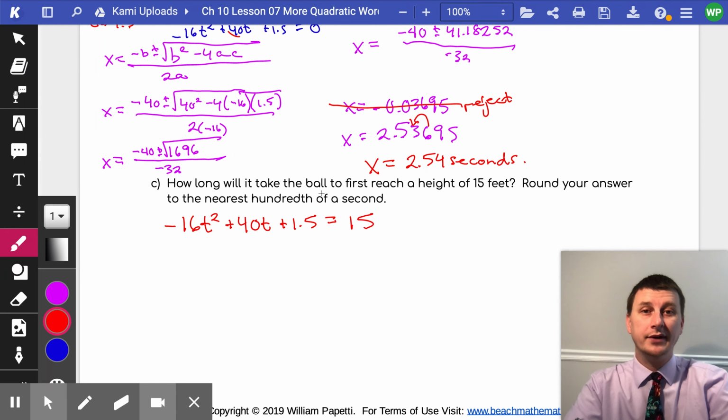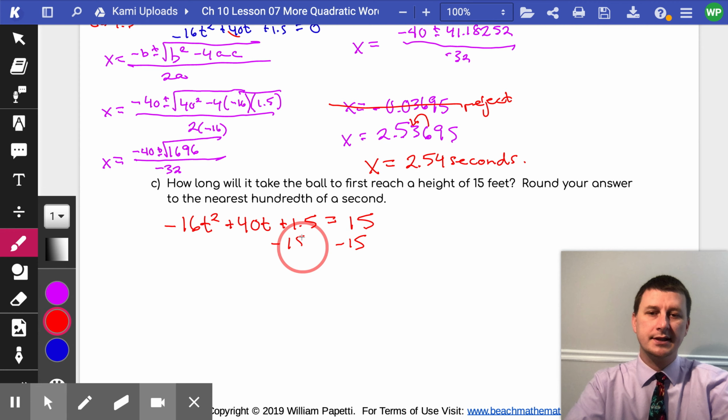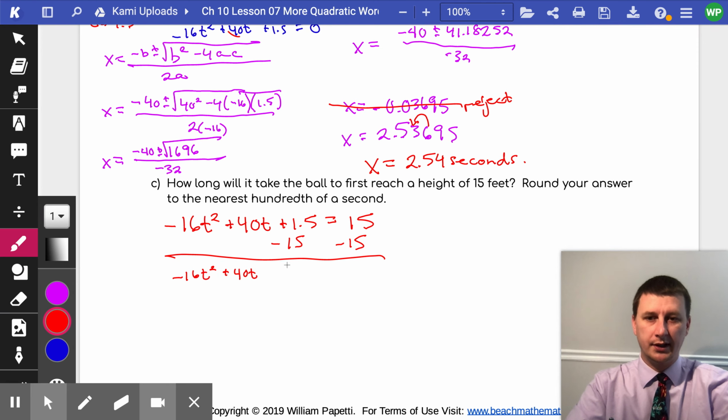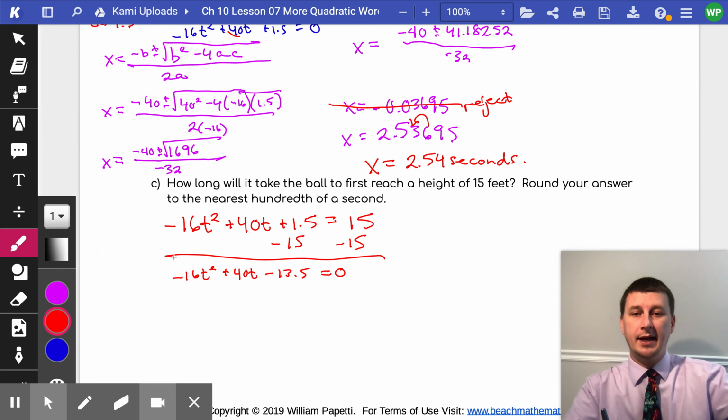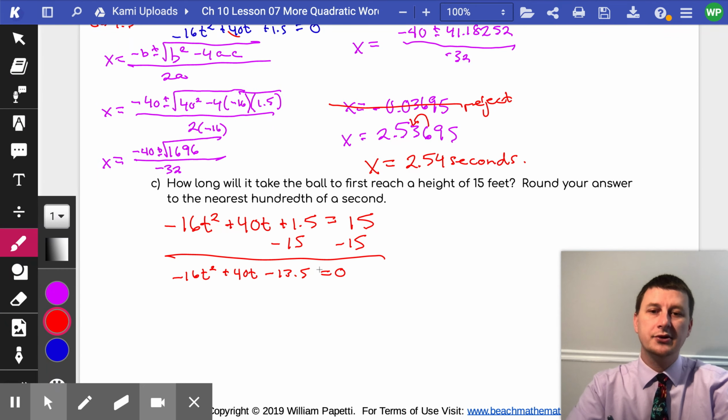But now the way we solve this is to get this whole equation equal to 0. So we're going to have to move that 15 over to this side. Okay. And we have negative 16t squared plus 40t, and then we're going to have negative 13.5 here equal to 0. Now that it's equal to 0, again, we want to find the solutions. Yes, the solutions are where it equals 0, but again, remember we added this 15 into the equation. So now when we look for the solutions, it's really looking for where this equation equals 15, not 0.